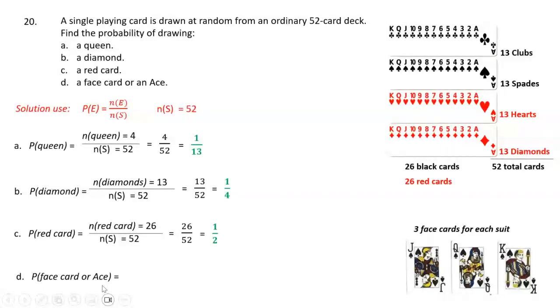And finally, a face card and an ace. How many face cards are there? It's going to be 12, because there's 3 on each suit, so it'll be 12. How many aces? 4. So 12 plus 4 over 52 will give us 16 over 52, which reduces to 4 over 13. That's my solution.